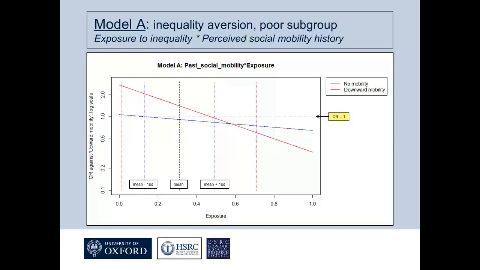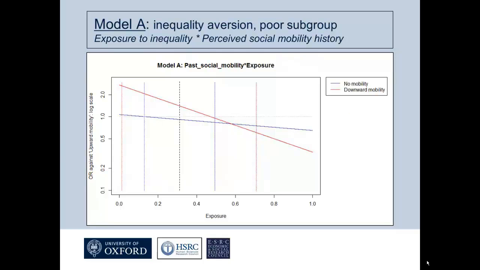We then have the blue vertical drop lines, which represent respectively 1 standard deviation below mean and 1 standard deviation above mean on the exposure score. And we have the red vertical drop lines, which represent the minimum observed exposure score for the poor population and the maximum observed exposure score for the poor population.